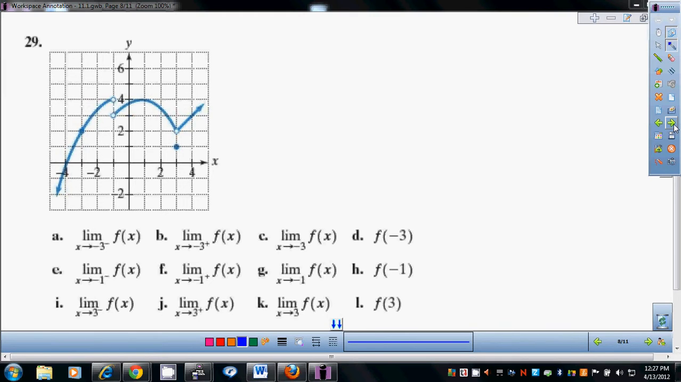Right here? Let's see. Positive 3 from the left-hand side. So you would come into positive 3 from the left, and you would stop at 2. Okay?